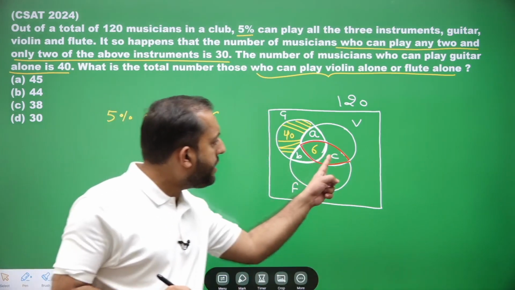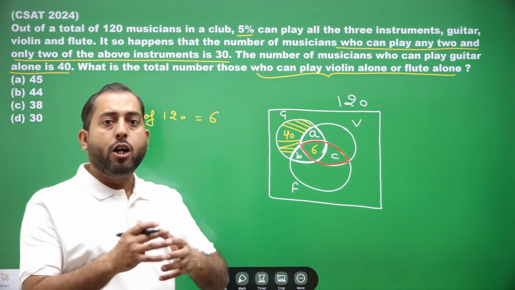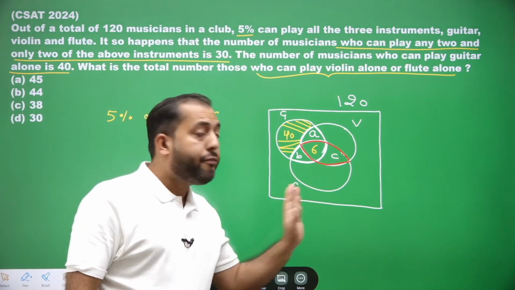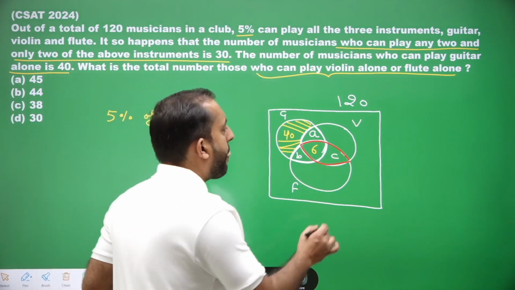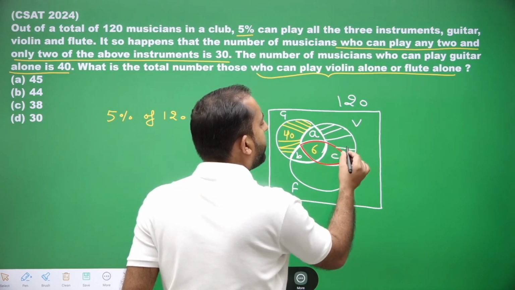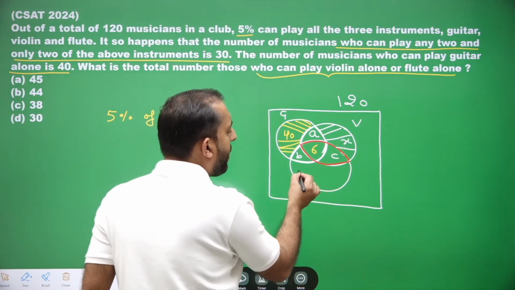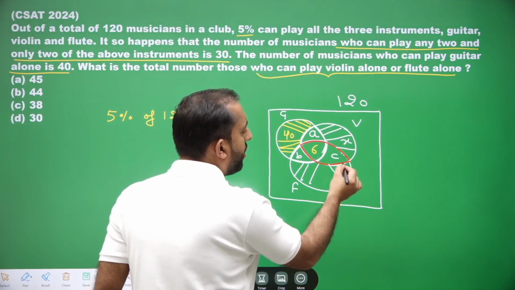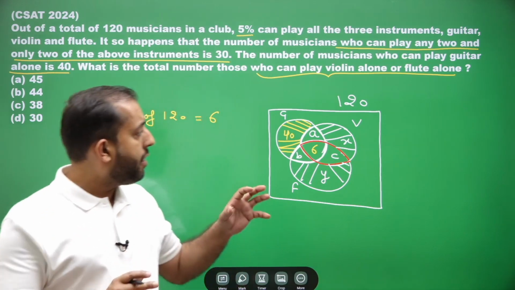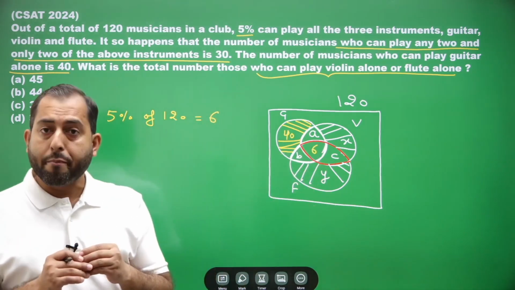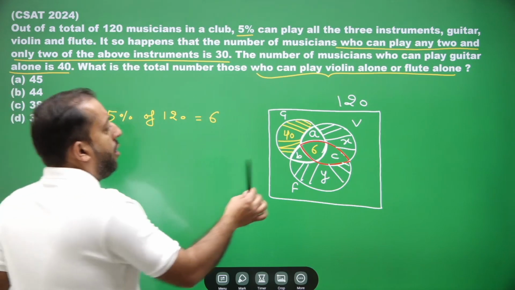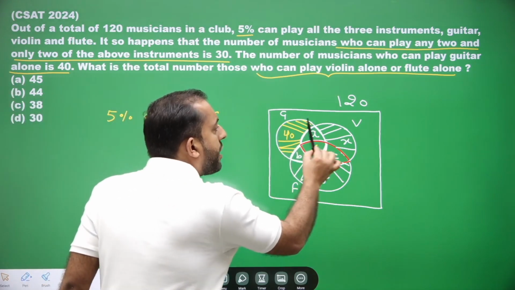So what does the C indicate over here? C indicates the total number of people who can play violin and flute only. Okay, now let's say the value of this remaining part of violin is X, and this remaining part of flute is Y. So X over here represents those people who can play violin only, and Y represents those people who can play flute only.